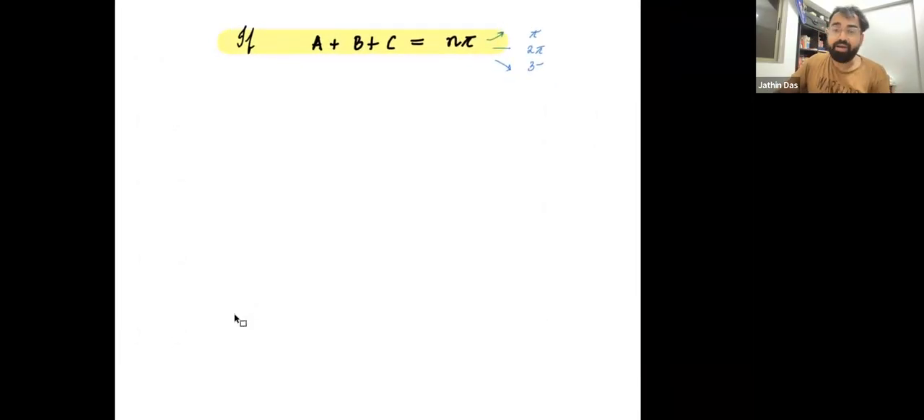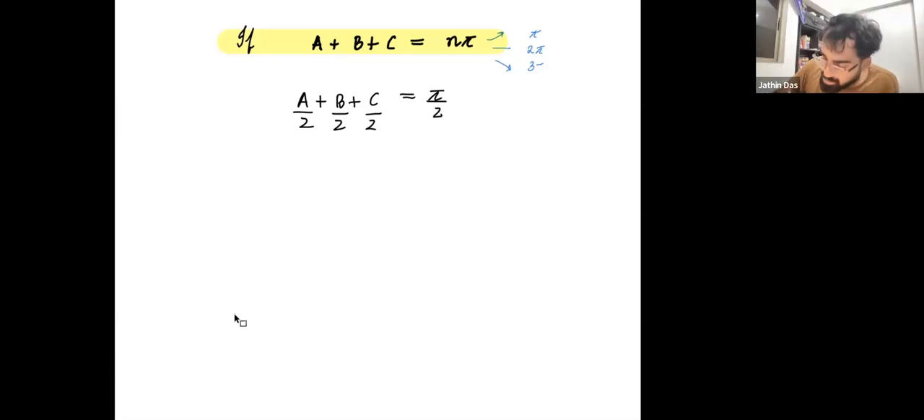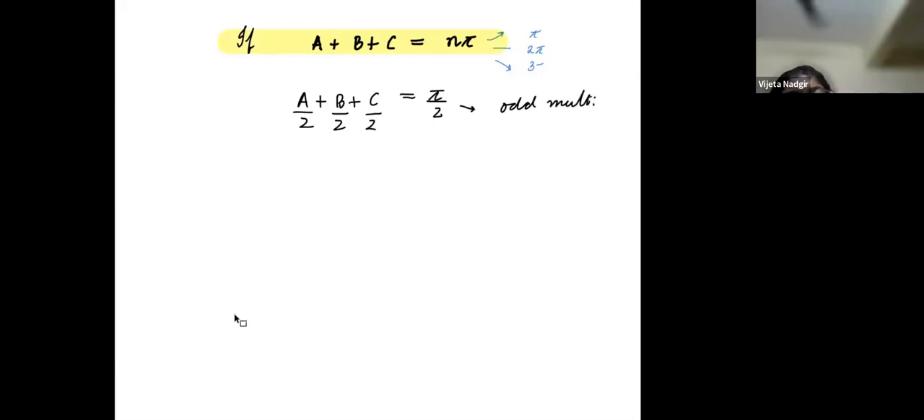But if I divide the entire thing by 2. I'm just telling like this: if it was A plus B plus C is pi, and I divide it by 2, I'll get pi by 2. And then this is what? An odd multiple of pi by 2. Then n pi by 2.